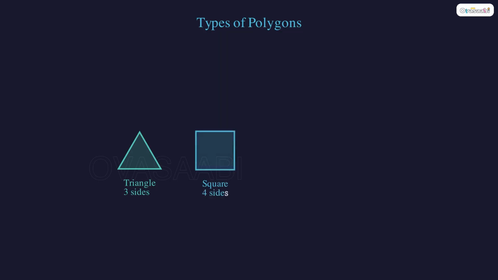A polygon is a closed flat shape with straight sides. A triangle has 3 sides, a square 4, a pentagon 5, a hexagon 6. The number of sides gives the polygon its name.